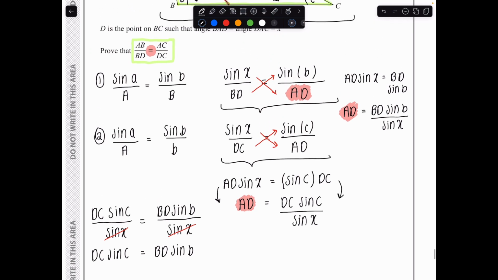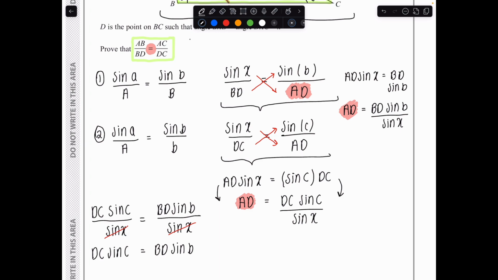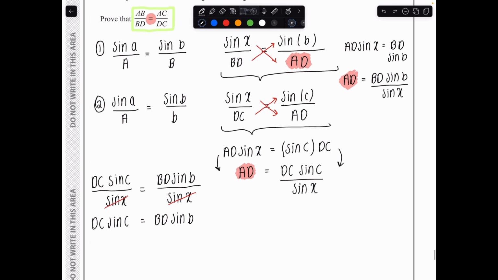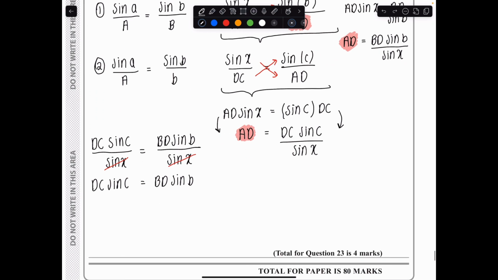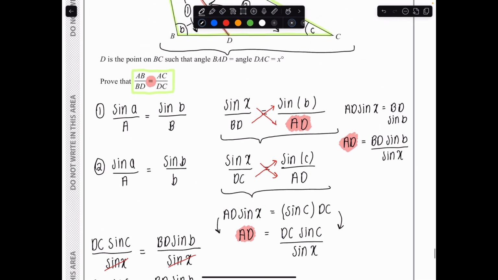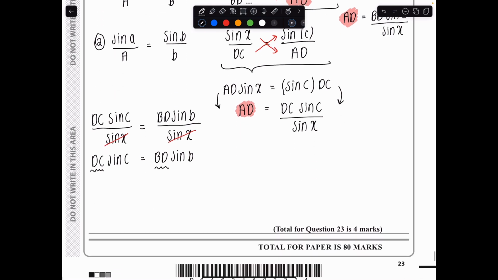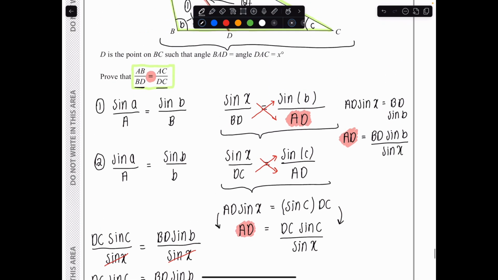But now, if we go back up to the question, we're trying to get somewhere close to here. AB over BD is equal to AC over DC. Now, do we have any of them here? So we have a DC here, we have a BD here. So in other words, we've got half of the expressions we want. We've got the BD and the DC here. But then how do we get the AB and the AC that we're after?